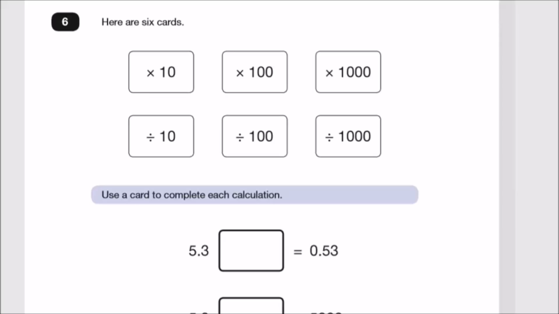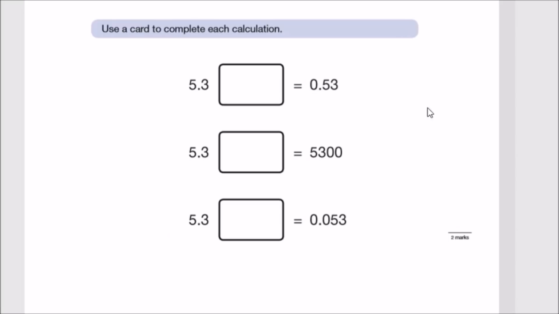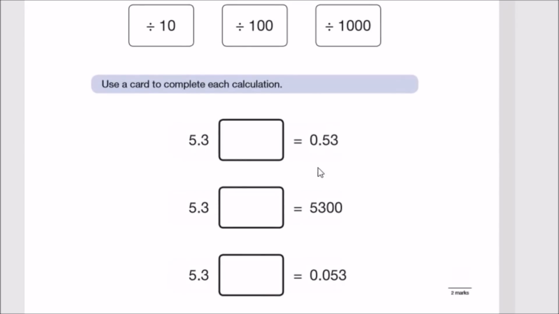Okay, let's move forward. Right, question 6. So here are 6 cards. So you've got the powers of 10 and of multiplication and division right here. Use a card to complete each calculation. So 5.3 something will give us 0.53. Well, firstly, the numbers become smaller and it's moved one digit. So if it's become smaller, we're going to divide. And if it's one digit, it's 10. So divide by 10.